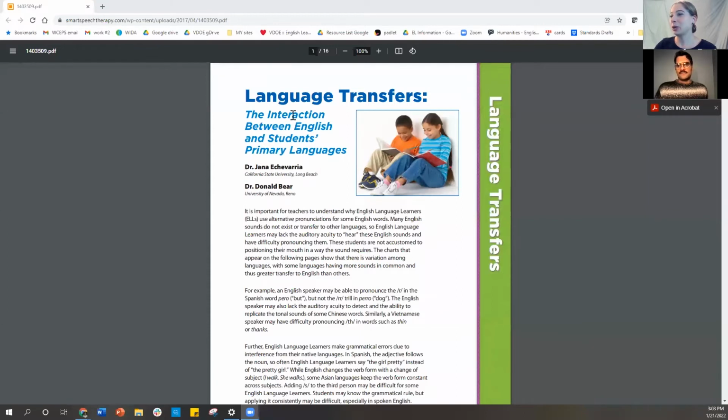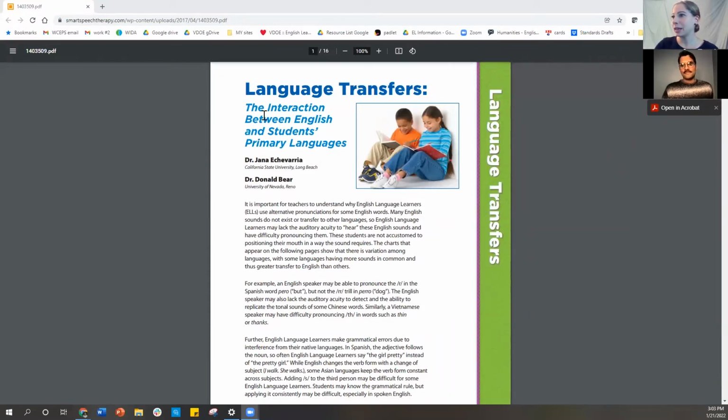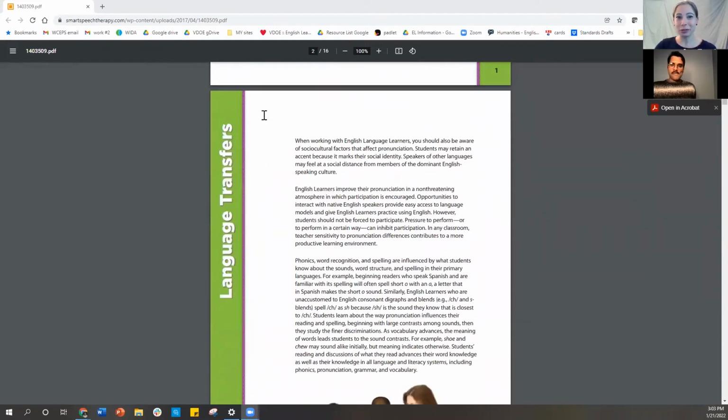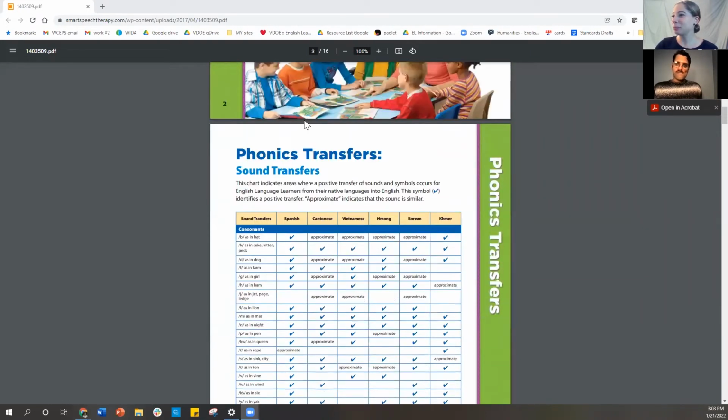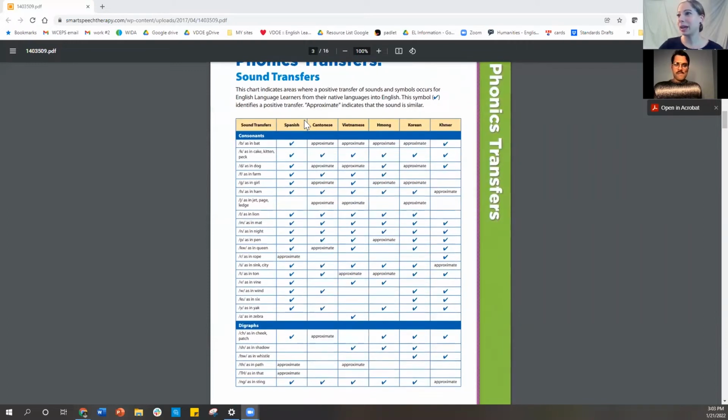So here is that resource, the language transfers. And as we scroll down, sorry if you get a little motion sick while I scroll, we get to a chart that outlines the different sounds and letters connected to those sounds that are different or the same across the language groups. So you can see there's the Spanish column. If we're using examples for Spanish speakers, if we want to know if a sound that we're teaching is represented in that language, we can come to the chart to see, oh yes, they have that. And so it's easier to make connections.